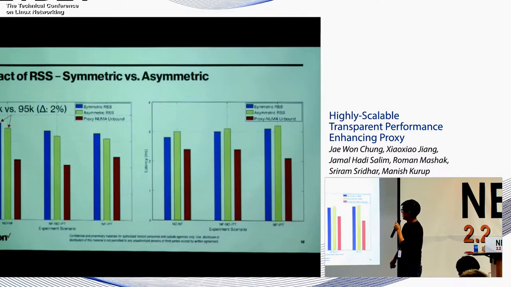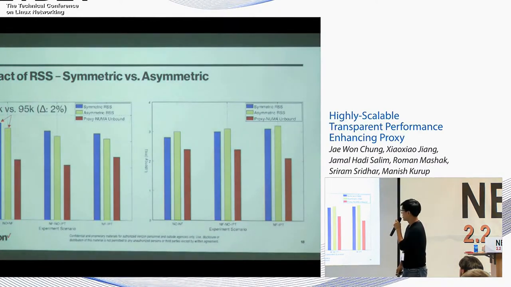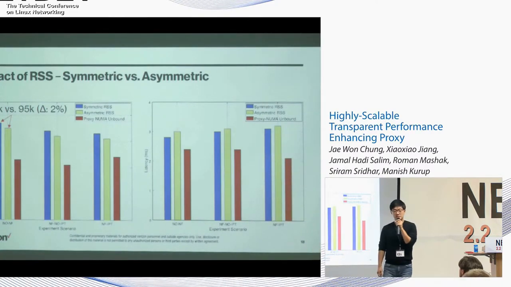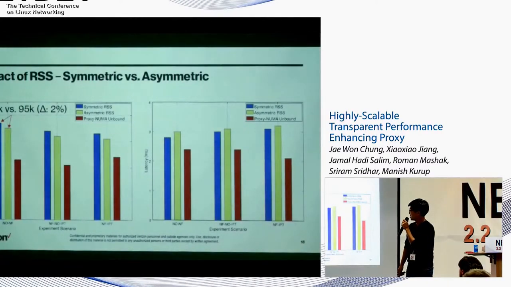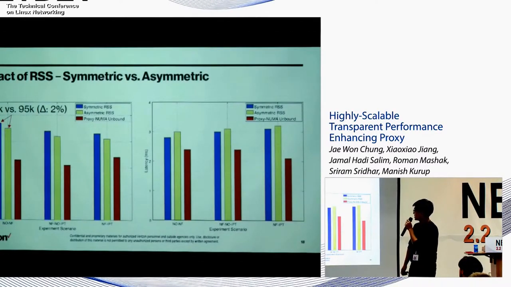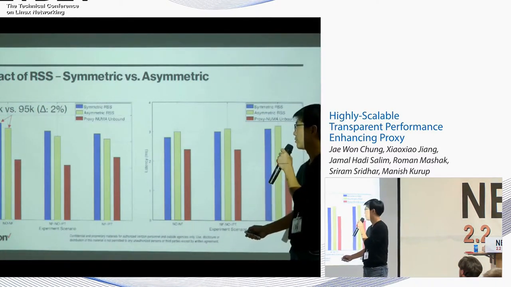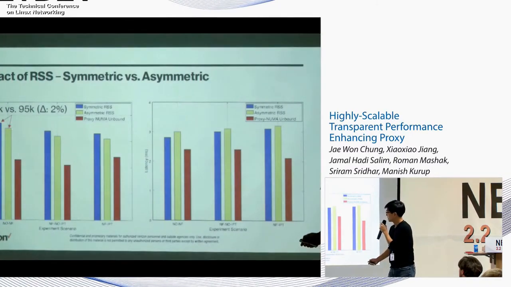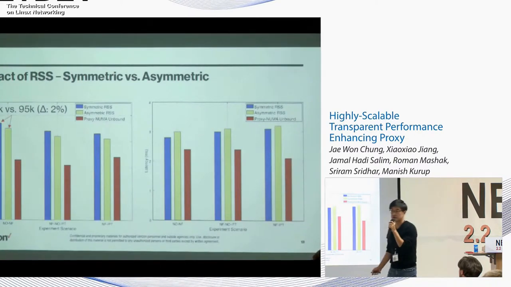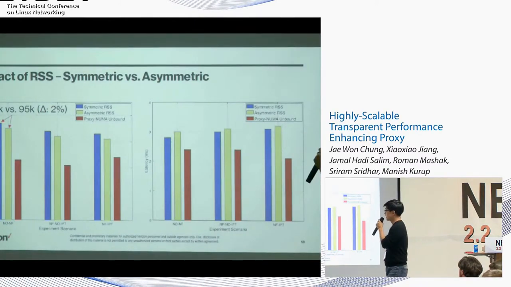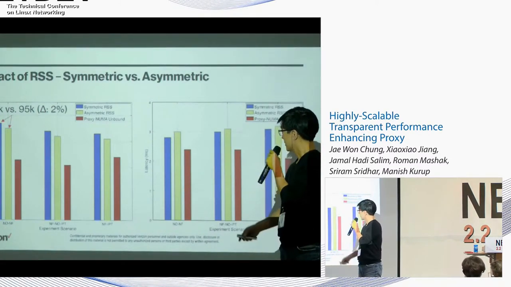Okay. All right, so the next thing is RSS, symmetric or asymmetric. I was expecting a little more than this when we do symmetric over asymmetric, but there was a small increase in performance, not too much. If you compare the blue and then the green, I think it's green there, the improvement is not that much.